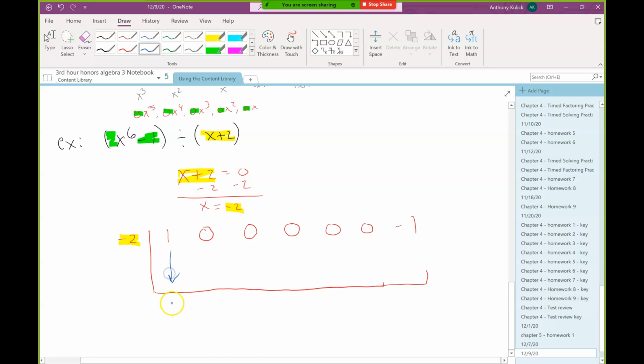The first step will bring that first number down. Negative 2 times 1 is negative 2. I add down, that's negative 2. Negative 2 times negative 2 is positive 4. I add down, and that's 4. Negative 2 times 4 is negative 8. Add down, and that's negative 8. Negative 2 times negative 8 is 16. I add down, that's 16. Negative 2 times 16 is negative 32. Add down, and that's negative 32. Negative 2 times negative 32 is 64. Add down, and that's 63.